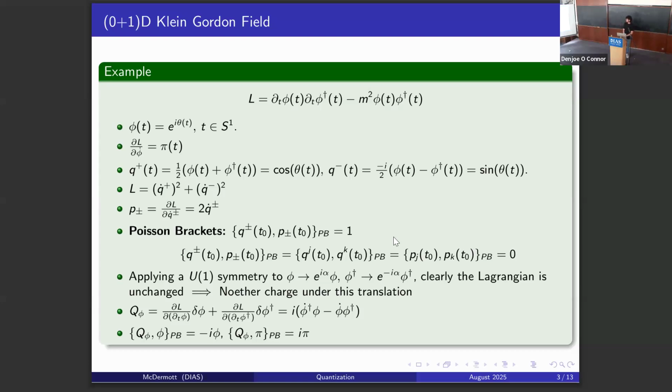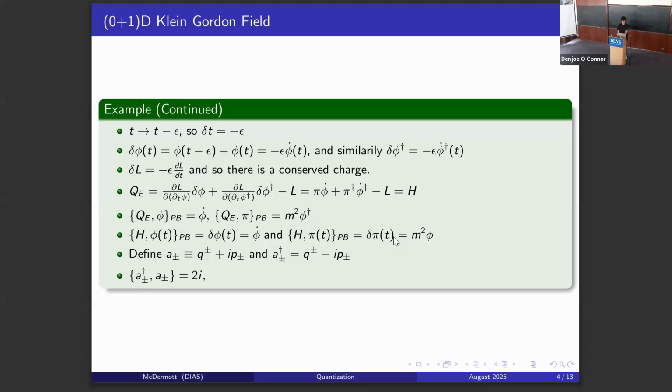So this gives rise to a Noether charge, shown here by Q phi, which is exactly the conservation of charge of the system. And computing the Poisson bracket between the Noether charge and our fields and our momenta gives actually the variation of these fields when they undergo this symmetry transformation.